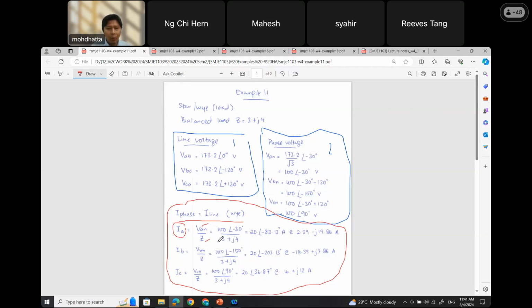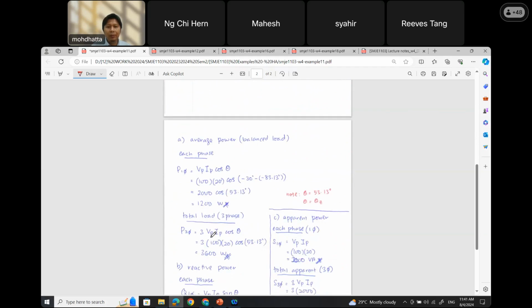Another question, why do I need to find the current? It brings me to the solution of the first question, asking about the average power. The average power is basically P that we try to calculate. To calculate P, we need the information of voltage, current, and also cos theta, and actually the theta information in this case.